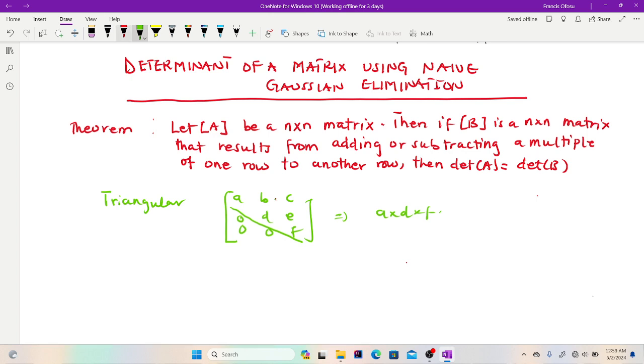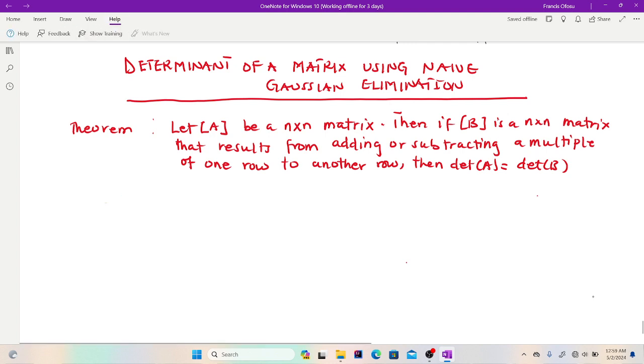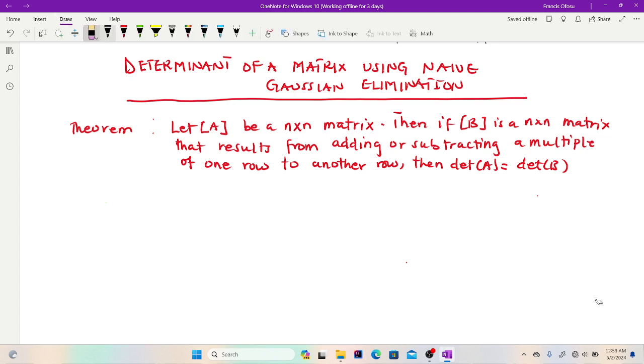So with these two in mind, we can go straight to finding the determinants using the naive Gaussian elimination. The reason why I show you this is that naive Gaussian elimination converts a matrix into an upper triangular matrix, right? So let's take an example here.